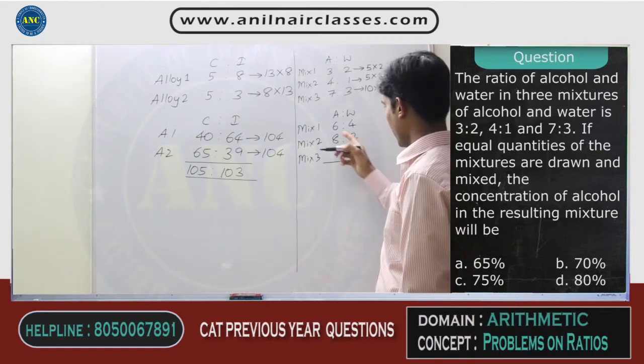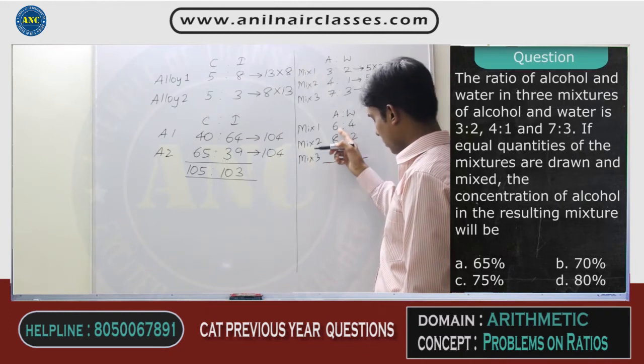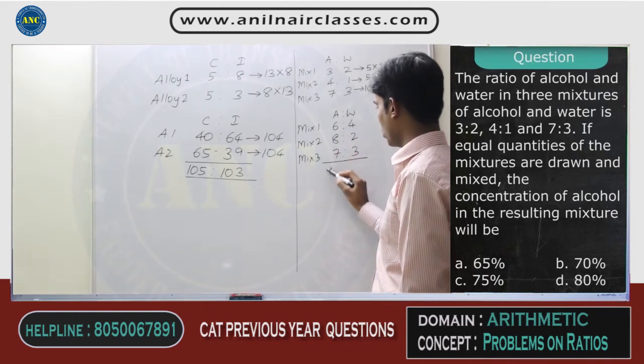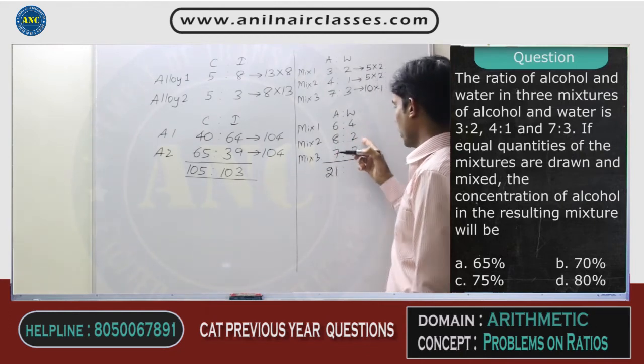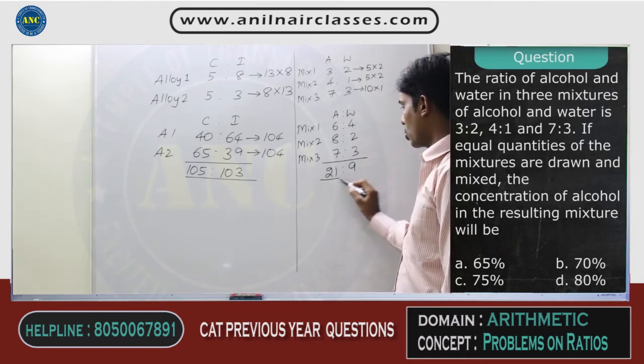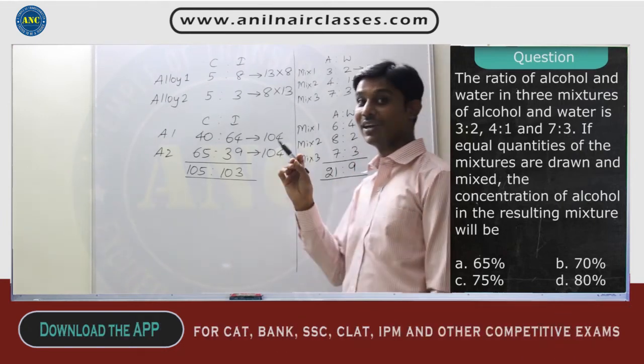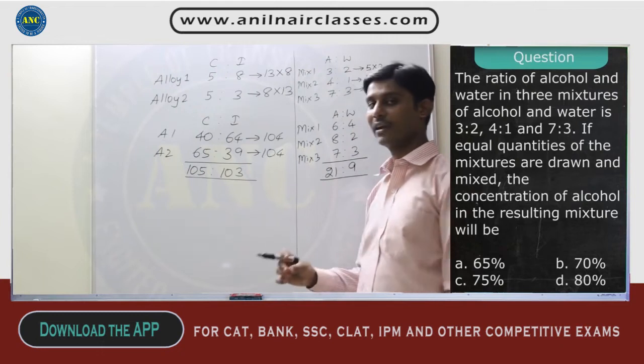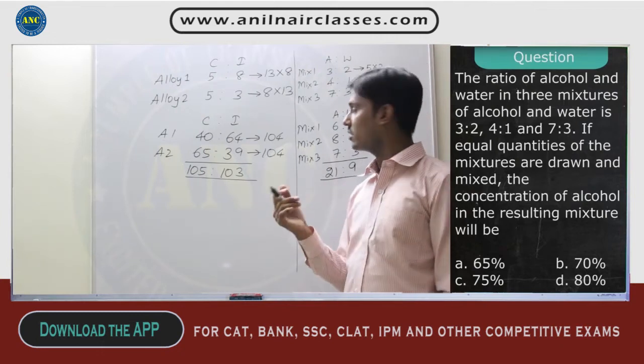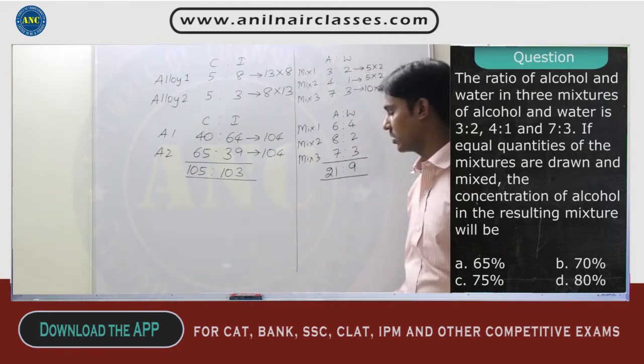Now if I simplify, 6 plus 4 plus 8 is 18... 6 plus 8 is 14, 14 plus 7 is 21. For water, 4 plus 2 is 6, 6 plus 3 is 9. That means 21:9 is the final ratio of alcohol and water. But they are asking the concentration of alcohol in the resultant mixture.